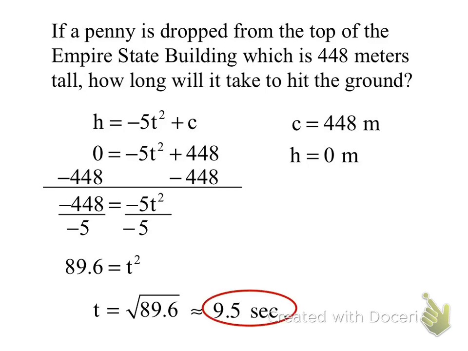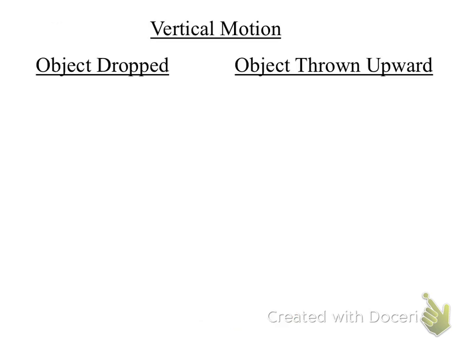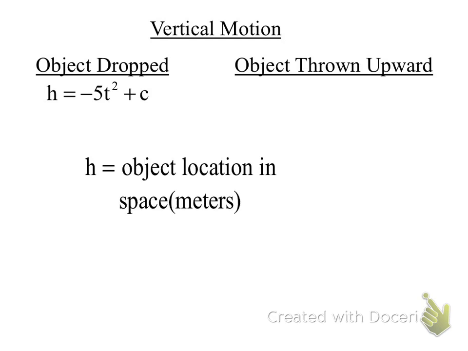Okay? Now, the second type of problem is when we throw an object upward. We said when we're throwing the object that's dropped, it's the same thing. I would say the h is your ending height.